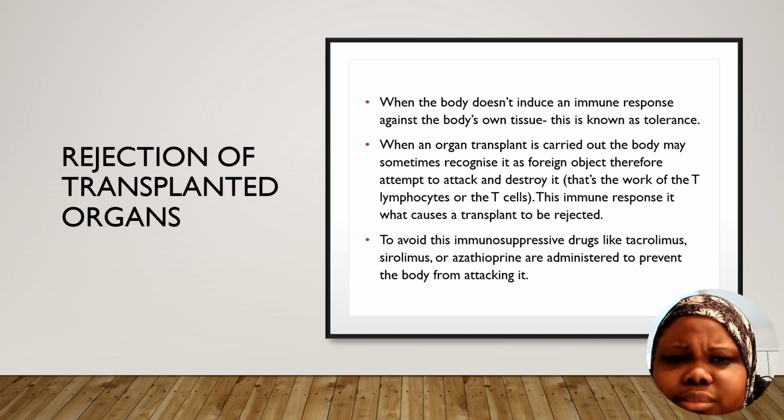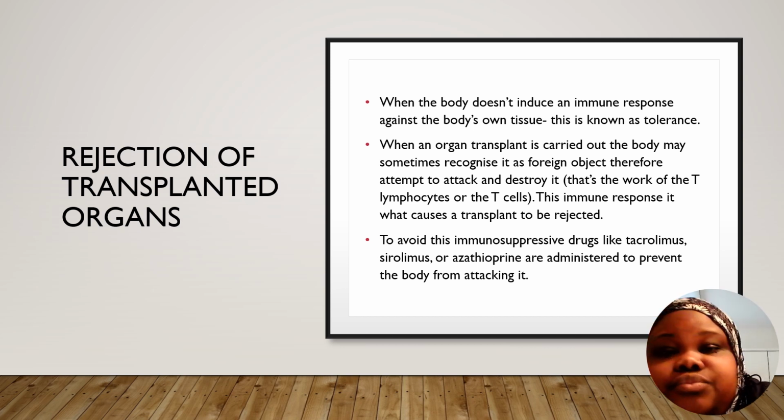When an organ transplant is carried out, the body may sometimes recognize it as a foreign object, therefore attempting to attack and destroy it. That's the work of T cells. This immune response is what causes transplants to be rejected. To avoid this, immunosuppressive drugs such as tacrolimus, sirolimus, or azathioprine are administered to prevent the body from attacking new organs.